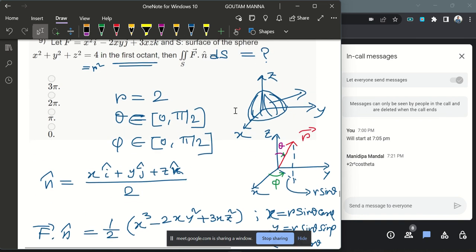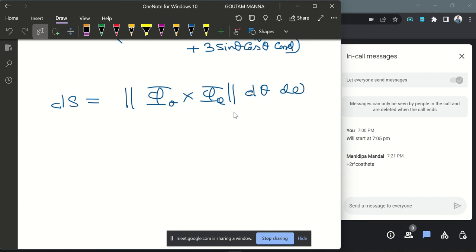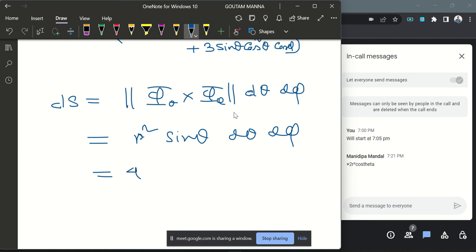And this ds, in the last class we already calculated this ds, d theta d phi. So it comes like r square sine theta d theta d phi. So which is basically r square means 4 because r is 2. So 4 sine theta d theta d phi.